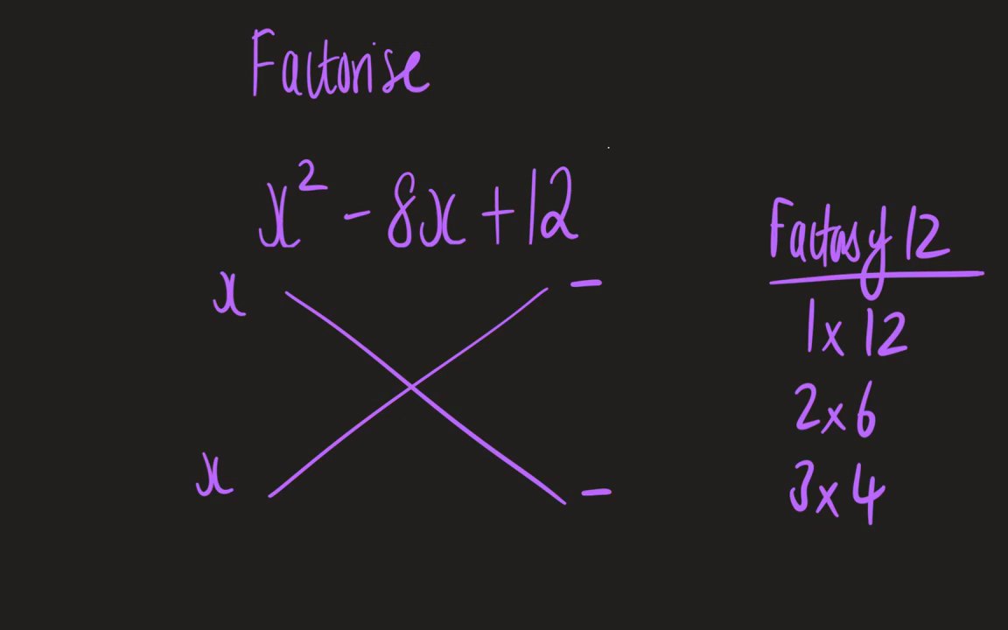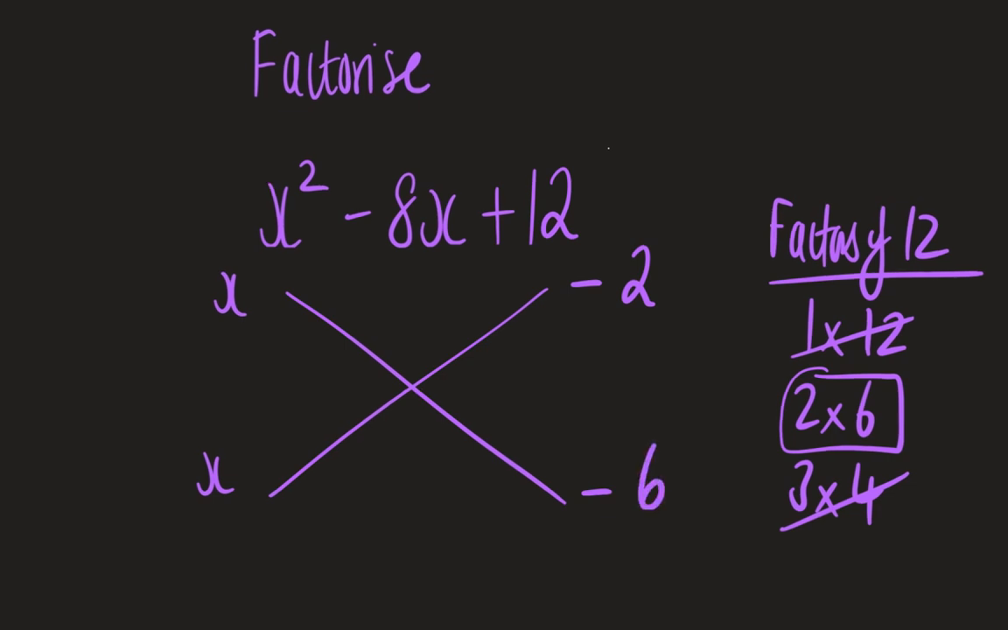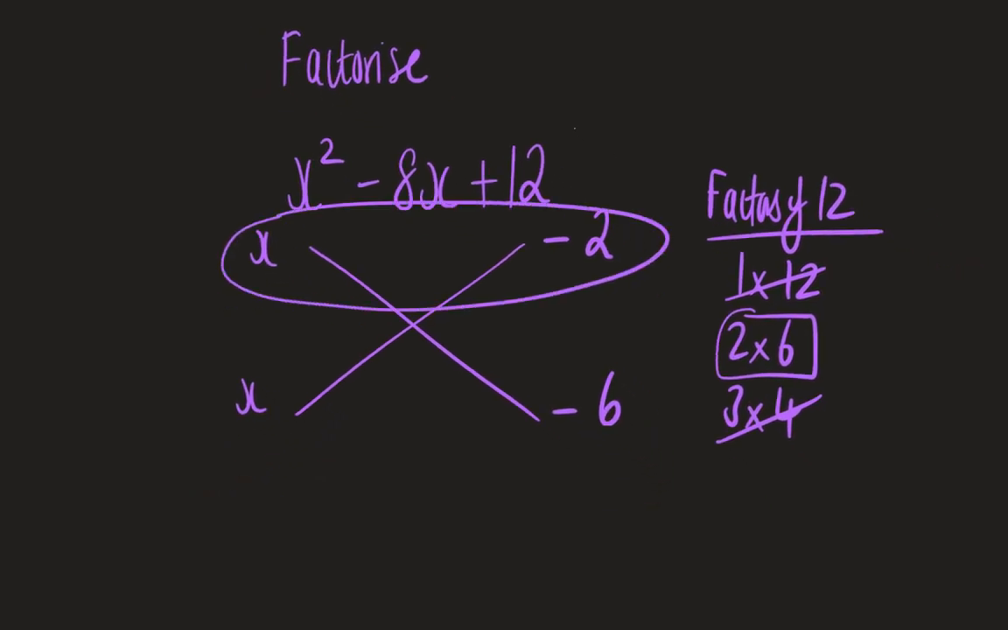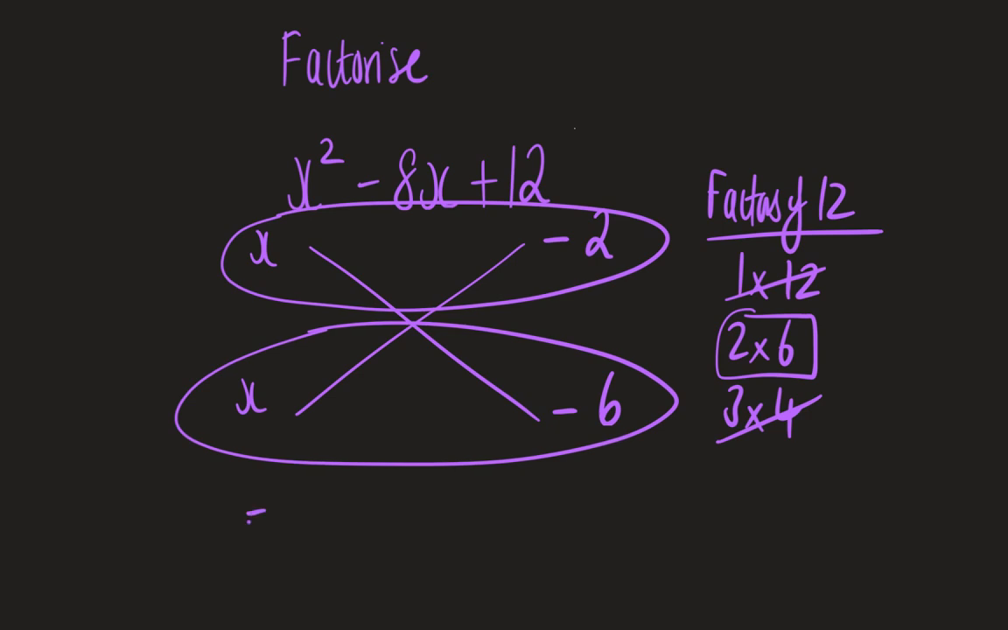So when we've got two negatives like this, we can just go as we were doing before. Well, 1 plus 12 gives me 13, which is not the 8 that we're looking for, so it's not that one. 2 plus 6, oh, that does give me 8. Let's check the next one. 3 plus 4 doesn't give me 8, so it must be this one. So we've got negative 2 and negative 6. Same steps again. Factor 1, factor 2, put them together. x minus 2, x minus 6, and we're done.